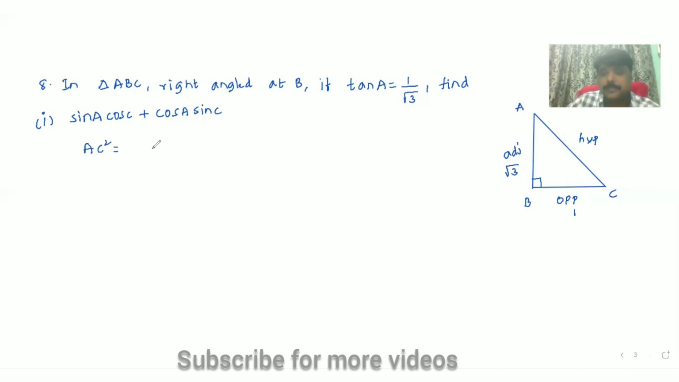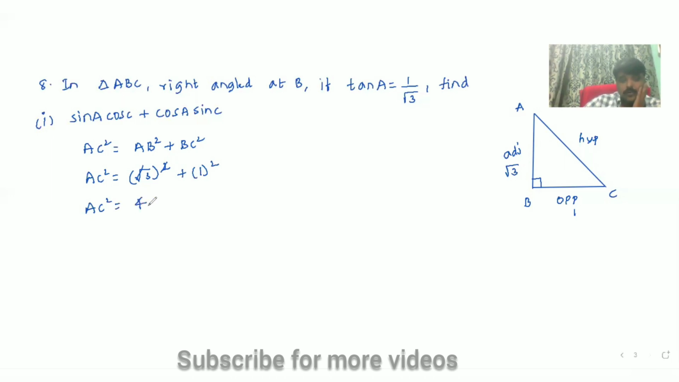Using Pythagoras theorem, AC square equals AB square plus BC square. AC square equals root 3 whole square, the square root cancels, plus 1 square. AC square equals 3 plus 1, it is 4. AC equals square root of 4, which is nothing but 2. Finally, we obtain the value of hypotenuse as 2.